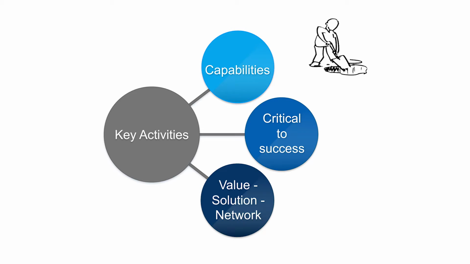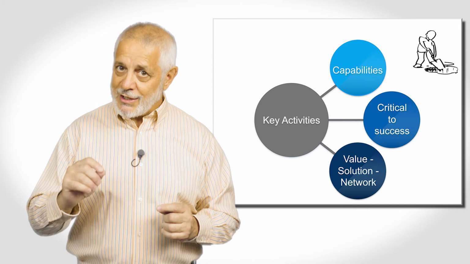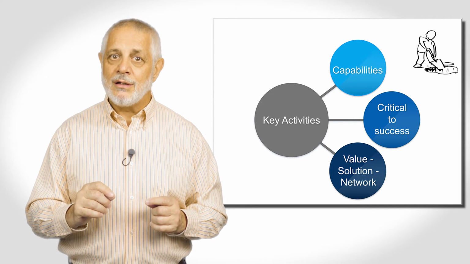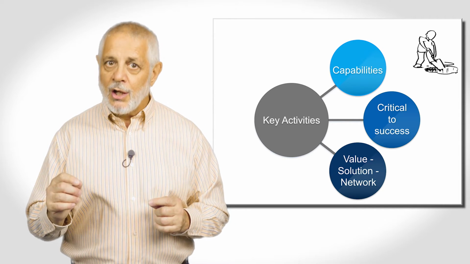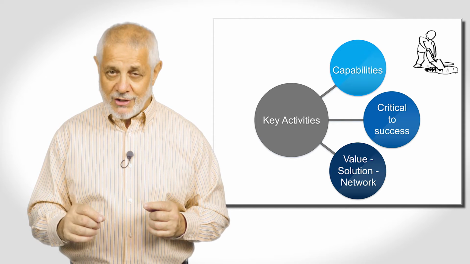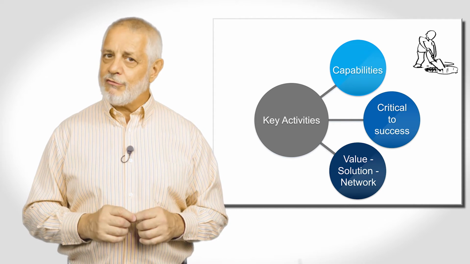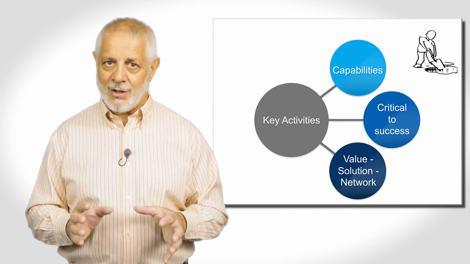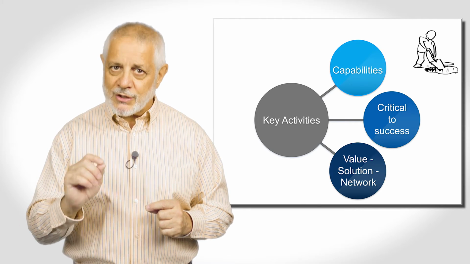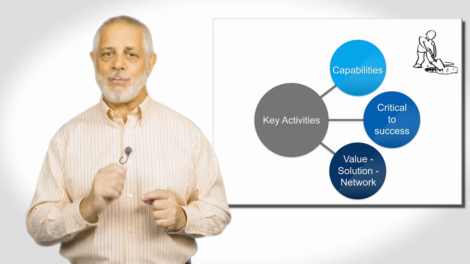To summarize, when considering activities for a business, you should focus on the critical capabilities necessary to make that particular business a success. Often understanding the type of business being run, value-added, solution, or network, will help you to identify those activities. And finally, avoid overwhelming detail in this component and concentrate on the most important activities necessary to this type of business.